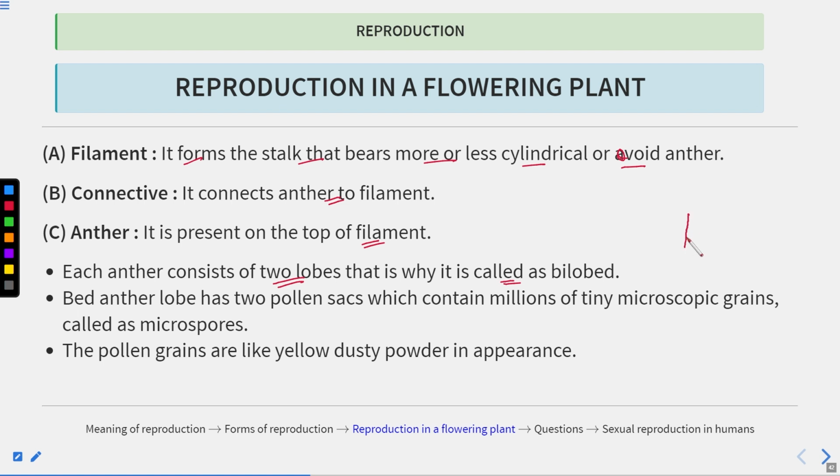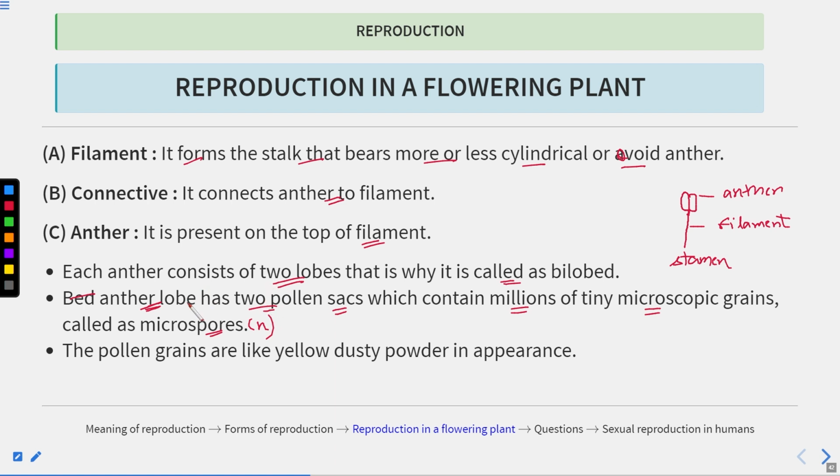So this is how an anther looks like. So this is how a stamen looks like. This is the stamen. This is the bilobed anther. Here this is known as the filament. Clear? Now each anther consists of two lobes. That's why it is known as bilobed. And anther lobe has the pollen grains. Both the anther lobes have pollen sacs which contain millions of tiny microscopic grains known as the microspores, which are haploid, which have been produced by meiotic division in the microspore mother cell.